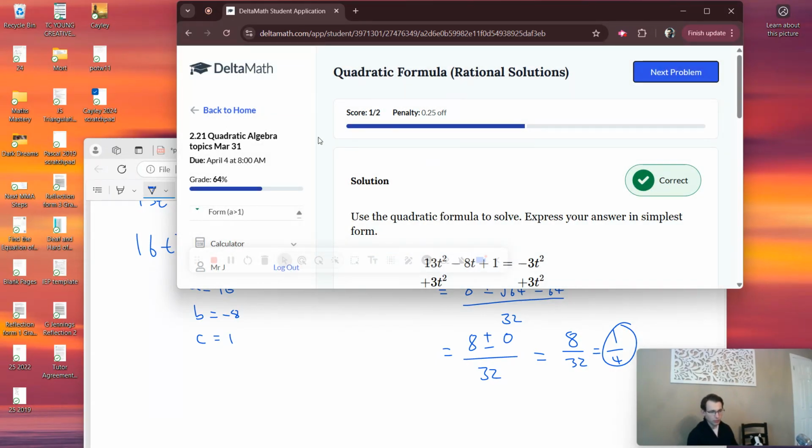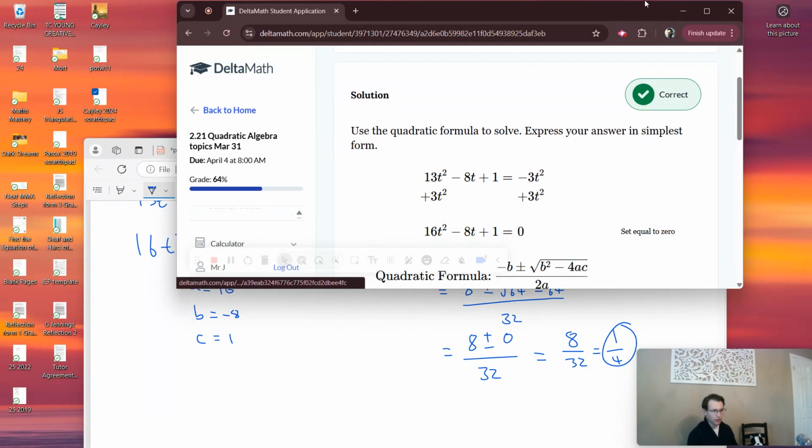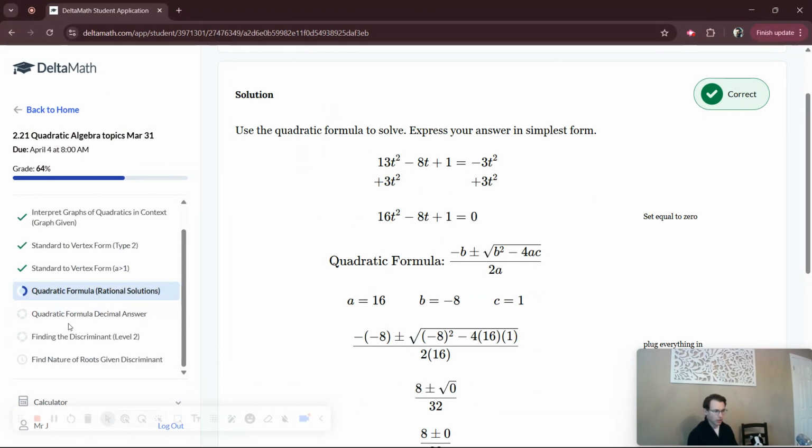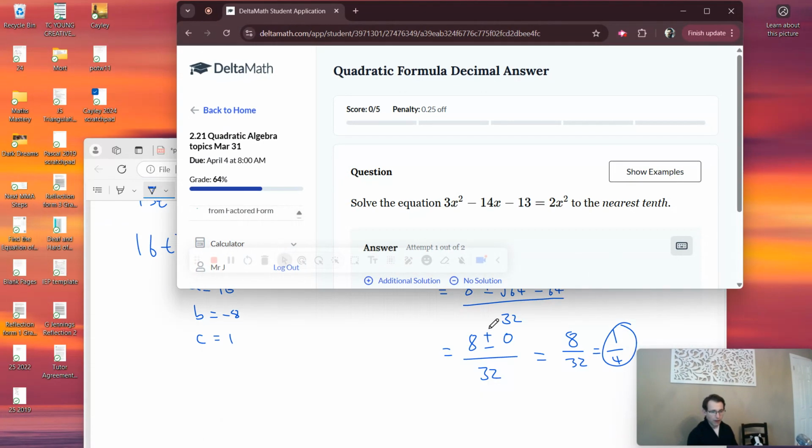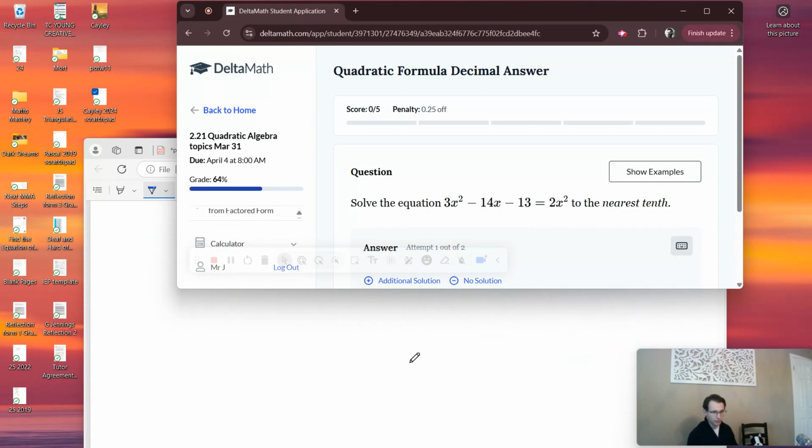Yay, so that's how you do those. They'll all be rational. You never need to do funny stuff. If you have decimal answers, to the nearest tenth, all right, let's do it. So if I want to solve that to the nearest tenth, then I'm going to do this.